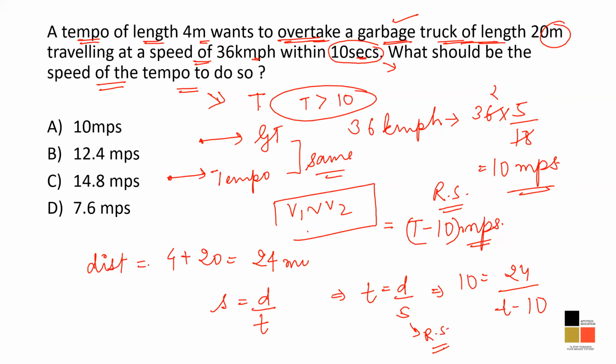When you solve this, 10T minus 100 is equal to 24. Your value of T comes out as 10T equals 124. T comes out to be 12.4 meters per second. That is, the speed of the tempo should be 12.4 meters per second. Yes, I have that as the answer. My answer becomes option B. Relative speed and distance consideration were the only two important things.